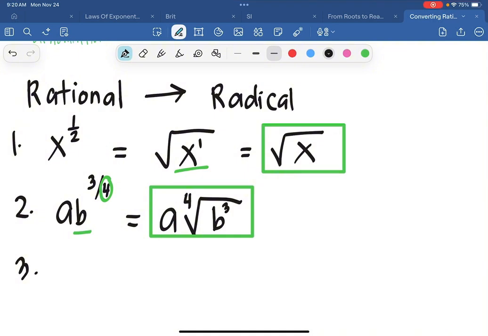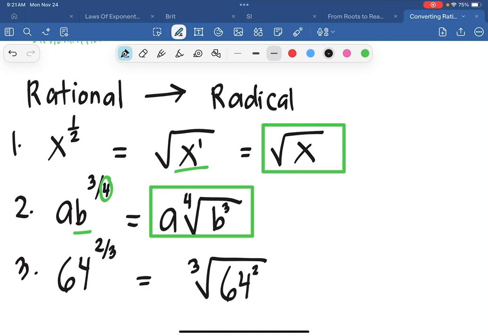Next, we have 64 raised to 2 over 3. Again, our goal for today is just simply rewriting. But okay, let's just rewrite this first. So again, our 2 is our numerator, which is the one that we're going to use for raising the value. And then 3 is our index, our nth root. So we have the cube root of 64 squared.